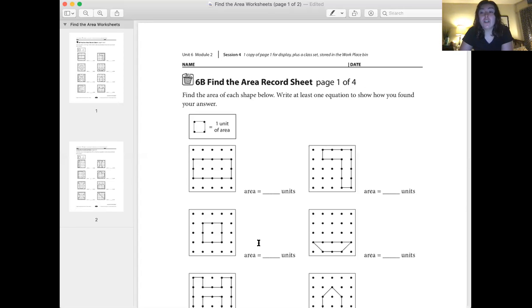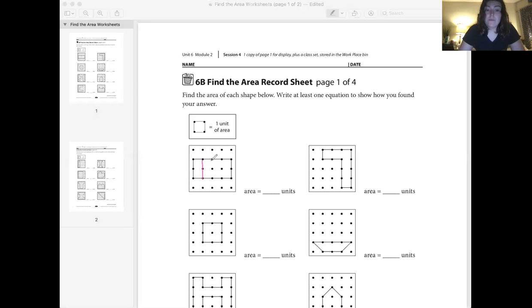But you'll notice the directions are a little different from yesterday. They want you to find the area of each shape below and write at least one equation to show how you found your answer. So we're going to do the first one together. And I think I can annotate on this. Beautiful. Okay. So I'm going to divide this first into squares. Now, without even counting this, I can tell that there's 4 on the top and 4 on the bottom. So 4 plus 4 equals 8. So I know there's 8 units.